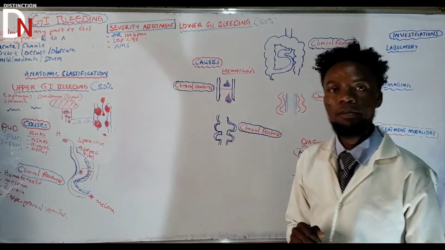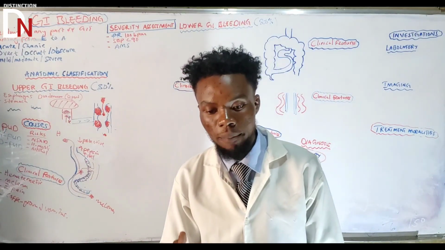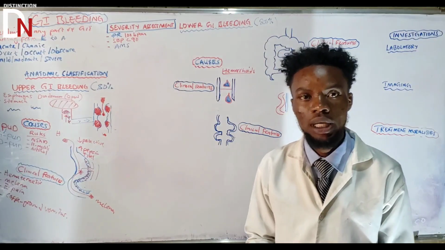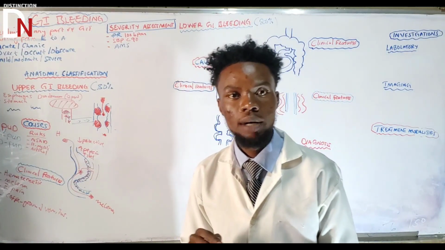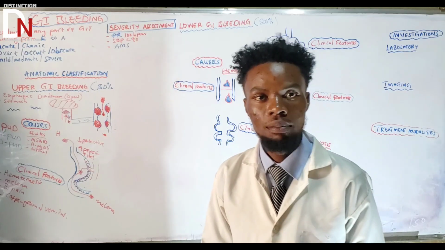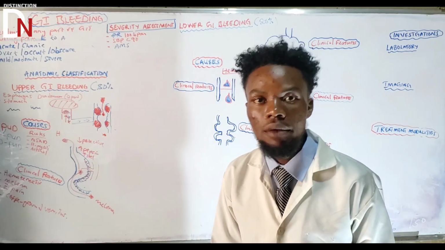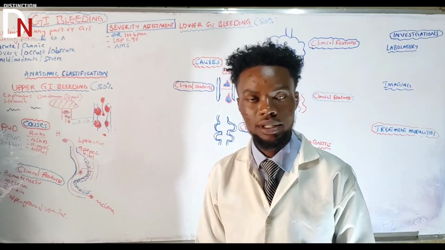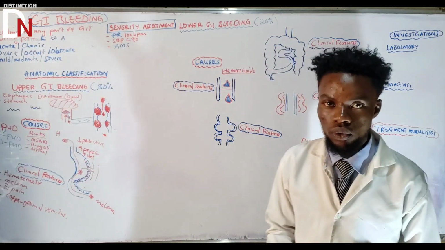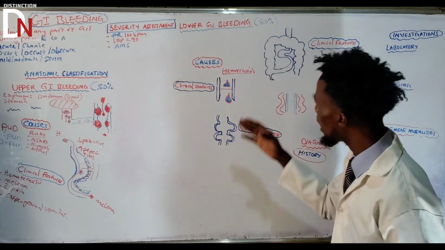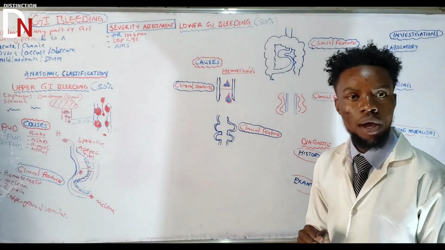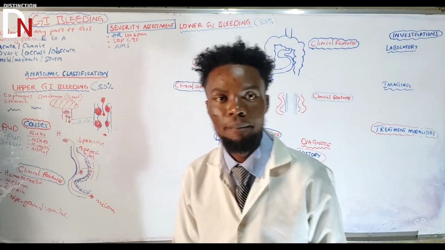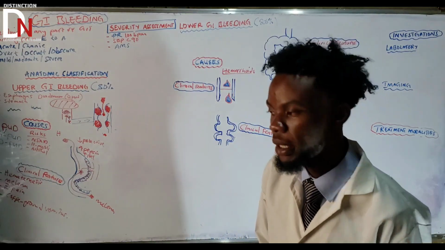If you talk about lower GI bleeding, it's bleeding that happens below the ligament of Treitz. Basically, it's going to include the ileum, the jejunum, the colon, the cecum, the anal canal, the rectum, everything. All those structures are involved there. If bleeding happens in those structures, we consider it lower GI bleeding. Remember, lower GI bleeding is not that common compared to upper GI bleeding. You need to remember that.